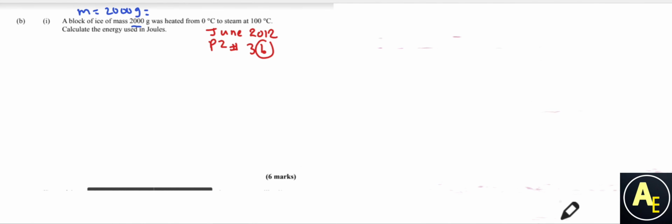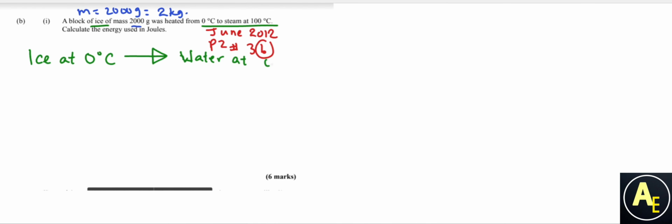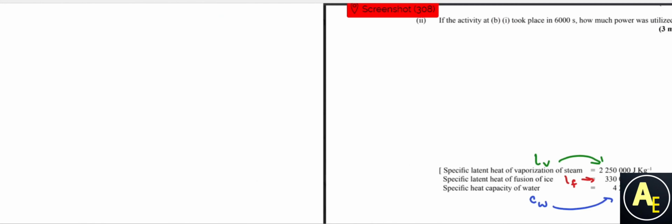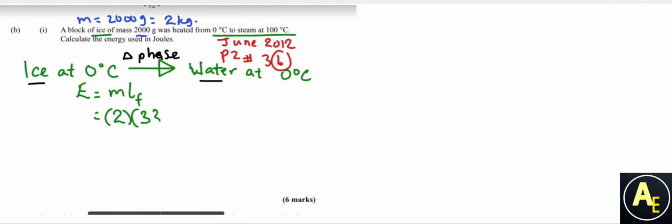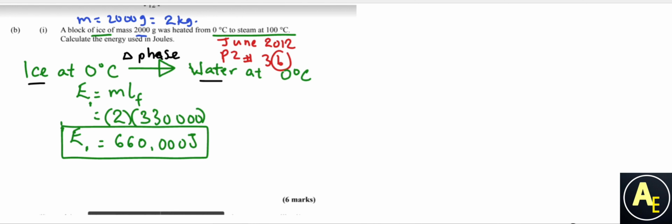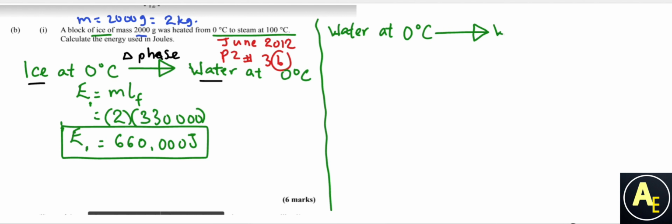Let's look at two past paper questions, the first being June 2012, paper 2, number 3b. The question asks for the energy required to change 2 kilograms of ice at 0 degrees Celsius to steam at 100 degrees Celsius. At 0 degrees Celsius, which is the melting point of ice, there's a change in phase. So our equation is E equals mL_F, where L_F is the specific latent heat of fusion, which is given in the constants at the end of the question. We therefore get energy equals our mass in kilograms times 330,000, giving us a value of 660,000 joules.